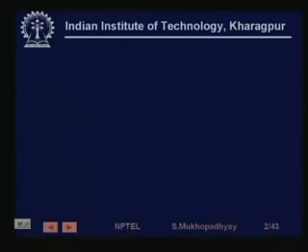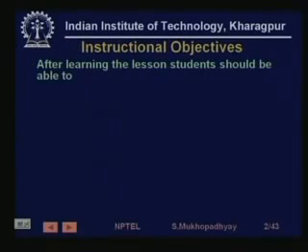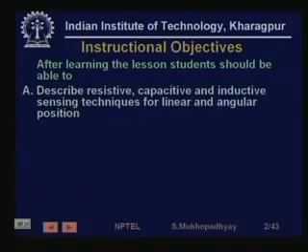Welcome to this lesson on motion sensing in the course on industrial automation and control. So, today our instructional objectives are that we will look at motion, which means position, velocity, acceleration.